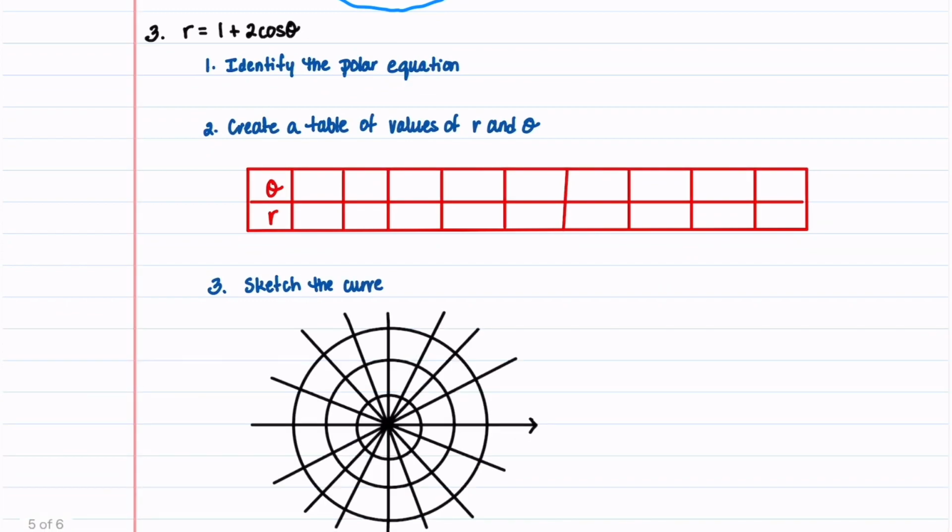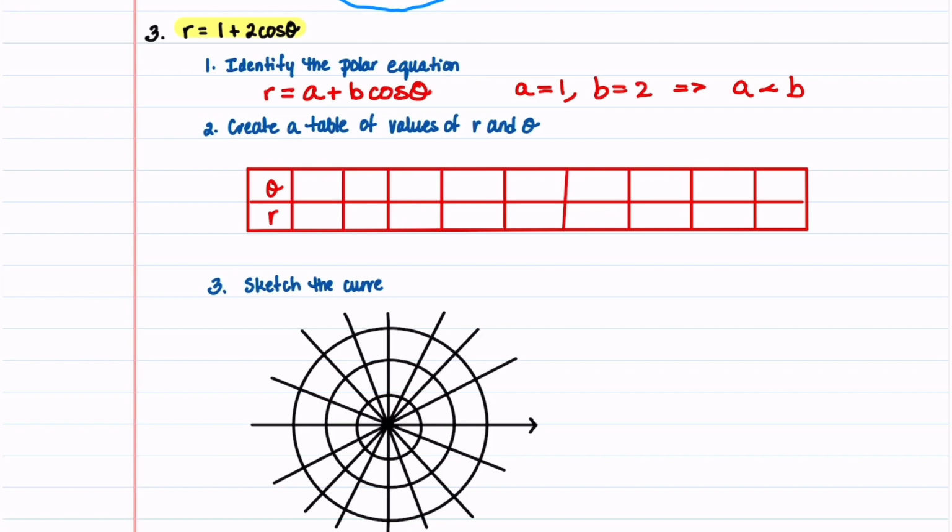Our third equation is r is equal to 1 plus 2 cosine theta. This equation looks like r is equal to a plus b cosine theta, which is a limacon. We have a is equal to 1, b is equal to 2, so that tells us a is less than b, and we know that it's going to be a limacon with an inner loop, primarily on the right half plane. A limacon is similar to a circle and can be traced out as we go from 0 to pi.